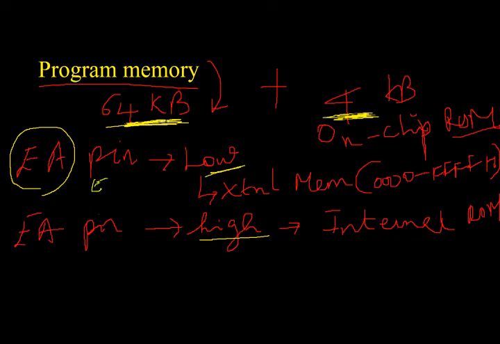To make it very specific, low means EA pin equals 0, and here the EA pin will be equal to 5 volts. So this is how it will be accessed.